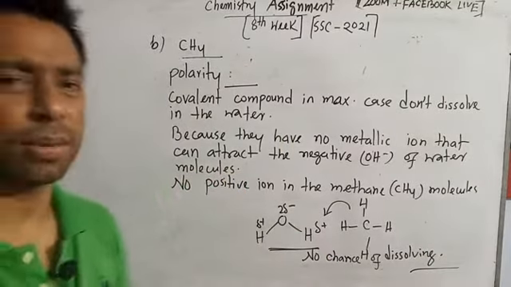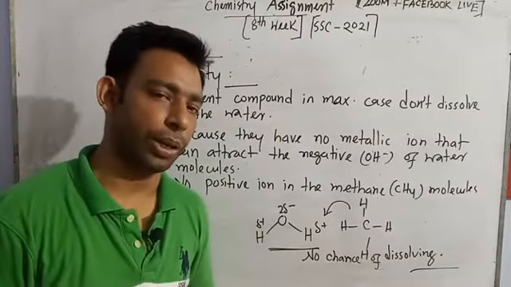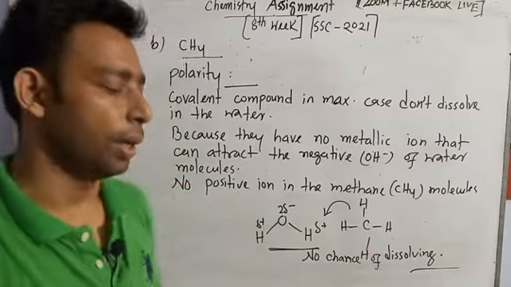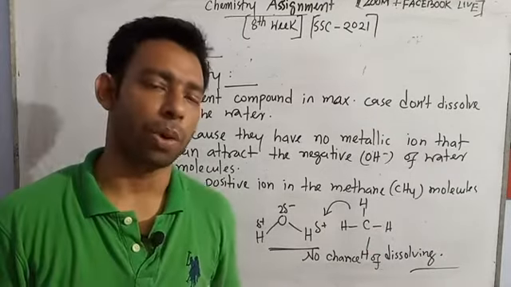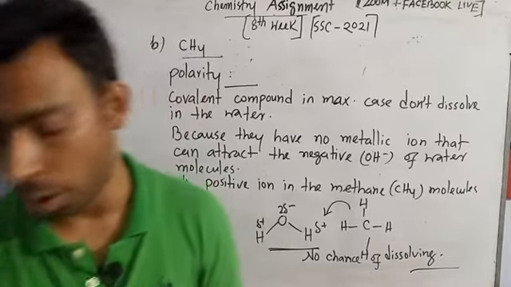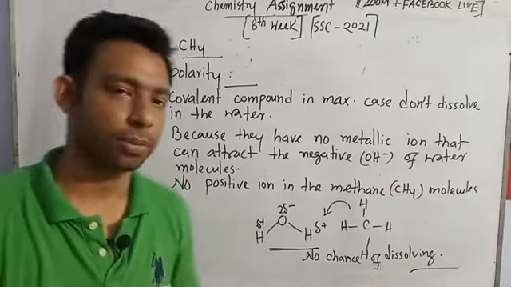Normally you will write it in this way. Simply we can write accordingly, according to the polarity, non-polar compound finally. So we can say methane is a non-polar compound. So this is the B number answer, simple.